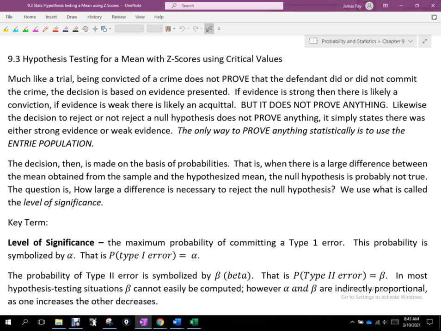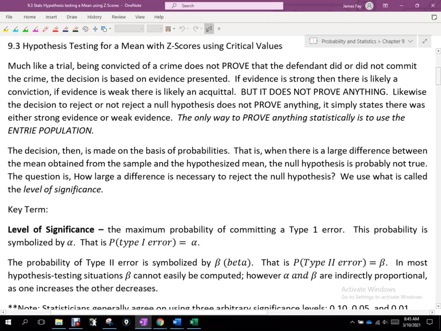So if evidence is strong, then there is likely a conviction. If we have evidence that is strong enough to support a null hypothesis, or evidence that's strong enough to reject it, okay, that's what we have to do. If evidence is weak, then that's going to tell us whether we need to support or reject, depending on the strength of those outcomes, strong or weak. Does it kind of make sense? The level of evidence is what we try to assess here with our Z-scores, to determine eventually what decision to make on a hypothesis test. It says, but it does not prove it.